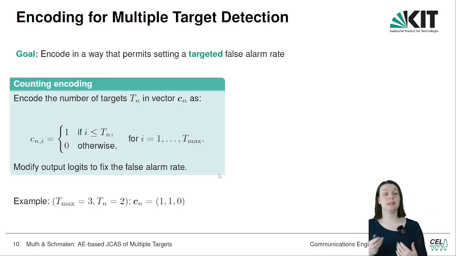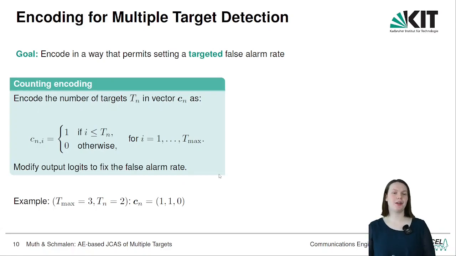And this is where our encoding approach that I already mentioned comes into play, which we call the counting encoding. I'll just explain it on this example. It's quite simple. If we have a maximum number of targets of 3, and we know that we have 2 targets, then our encoding vector has 2 ones, and then we just fill it with zeros. So we put as many ones at the beginning of this vector as we have targets. The rest will be zeros.